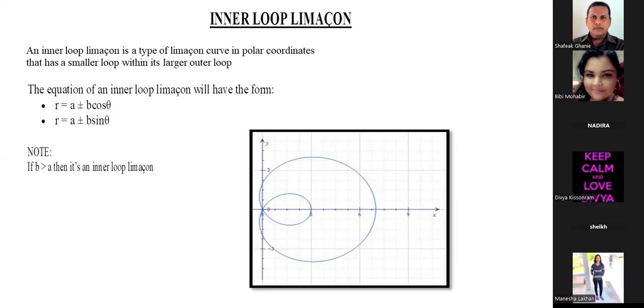The equation of an inner loop limaçon has the form r = a plus or minus b cos θ, or r = a plus or minus b sin θ. To know if it's an inner loop limaçon, as we'll show in an example shortly, if b is more than a, then it's an inner loop limaçon. That's one of the main features we should look at when solving problems relating to inner loop limaçons.